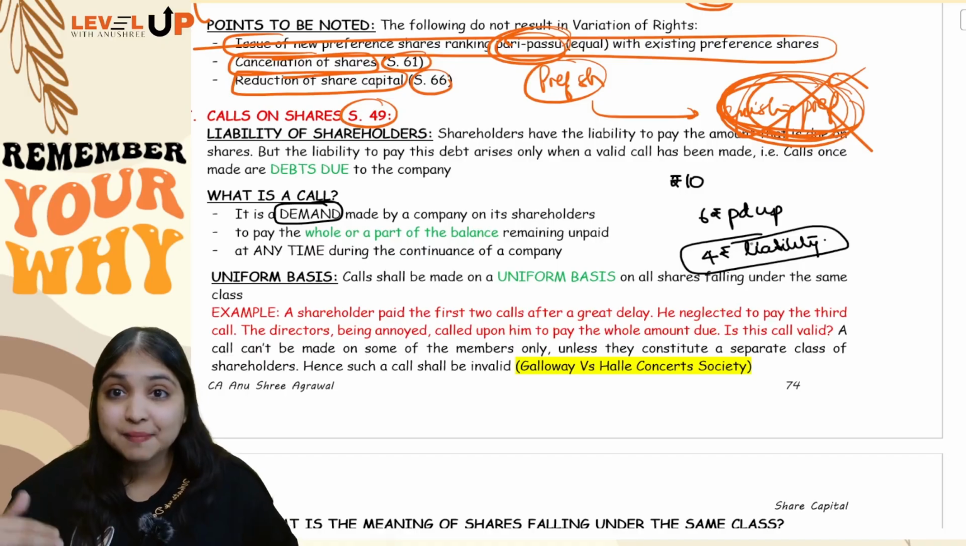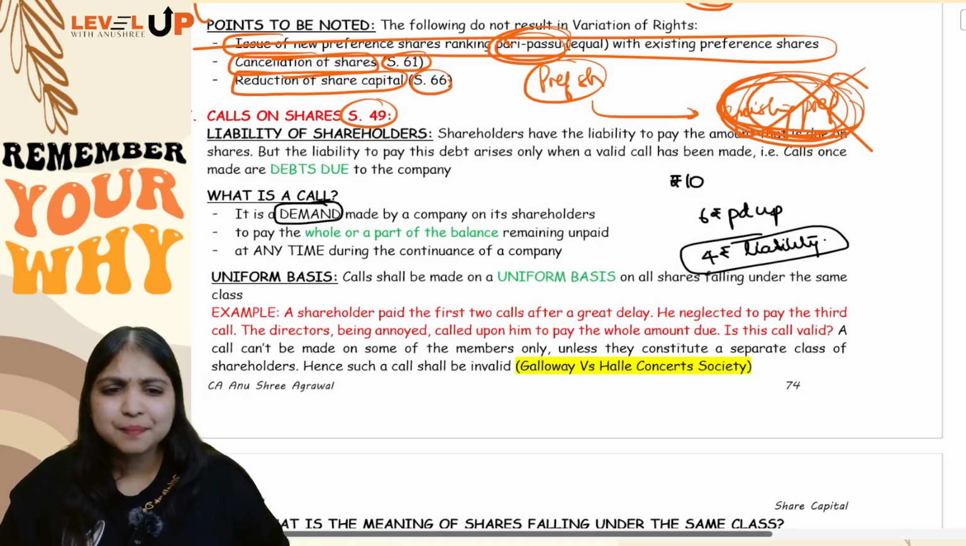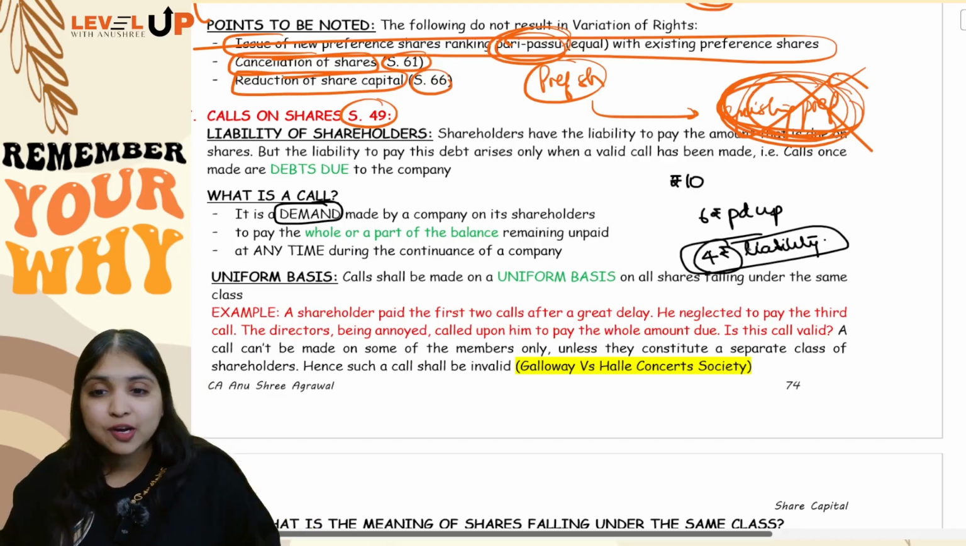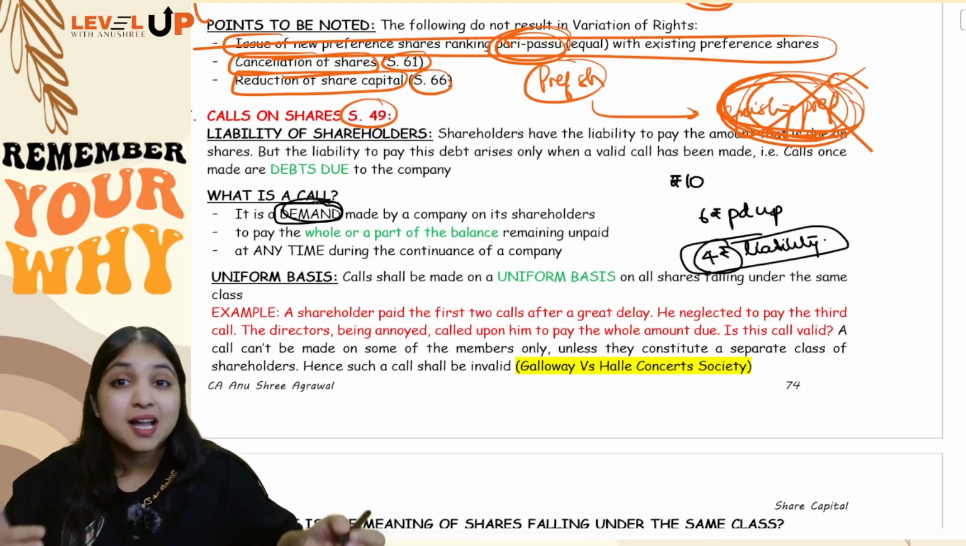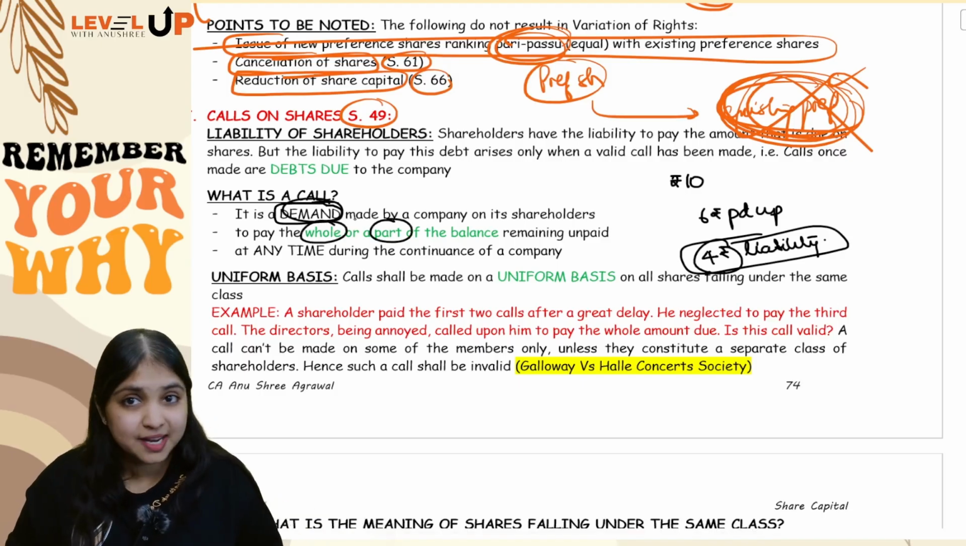Now here there are two options. Either the company can demand the entire 4 rupees, or the company can demand even a part of it. So share call is nothing but a demand made by the company asking the shareholders to pay the whole or part of the balance amount remaining unpaid on the shares.